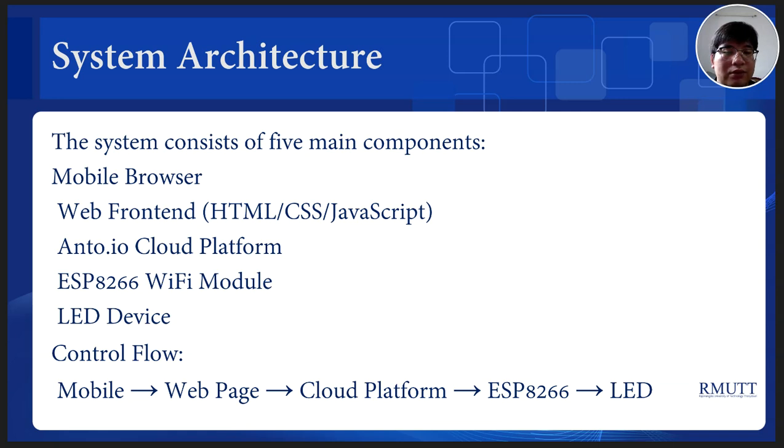The control data flows from the mobile phone to the cloud platform via HTTP API. Then the ESP8266 subscribes to the cloud channel and updates the LED state.